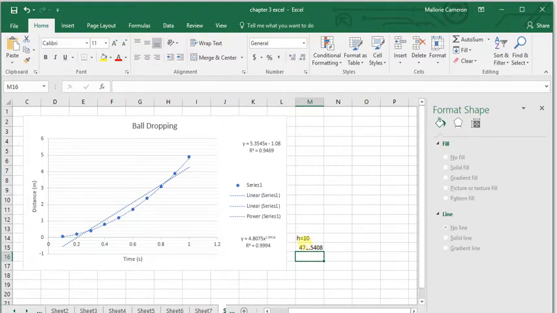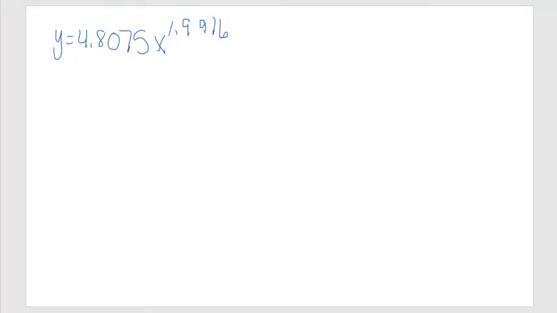Okay, so how long will it take? Nope, this is wrong, because height is 10, therefore the y is 10. Sorry about that. So I'm going to calculate this by hand. We want to sub in the height, which is 10, so 10 equals 4.8075 x to the 1.9916.